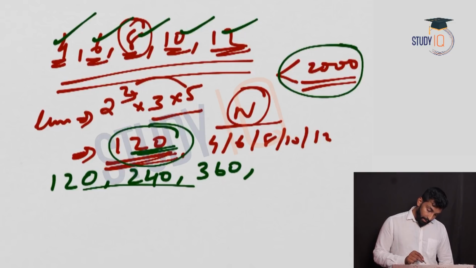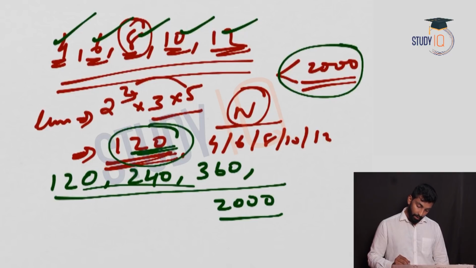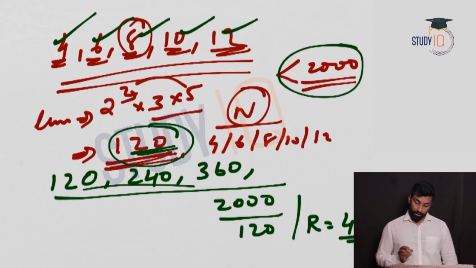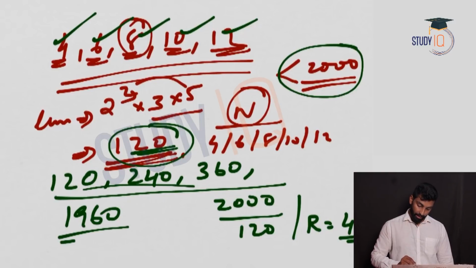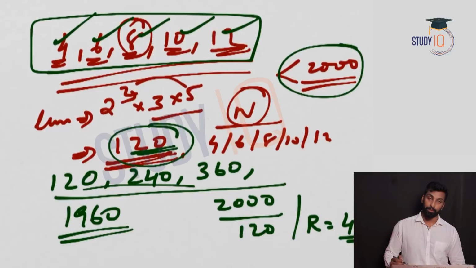So in this series all the numbers will be multiples of 120. So we are looking to find the highest multiple of 120 less than 2000. What you need to do is divide 2000 by 120 and see what the remainder is. You will get a remainder of 40. So what does it mean? There is an extra 40. There is a number which is completely divisible by 120, plus 40. So if you subtract that 40, you will get 1960. So 1960 is the last number less than 2000 which is divisible by all those numbers.